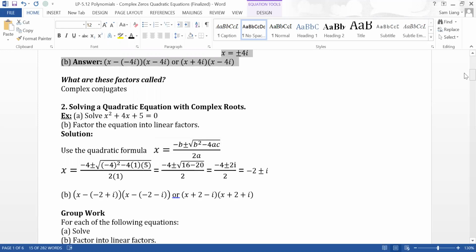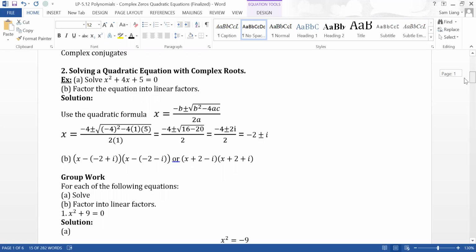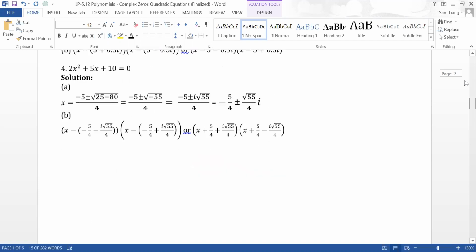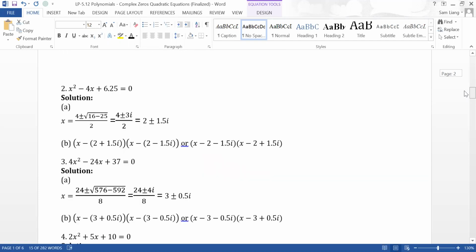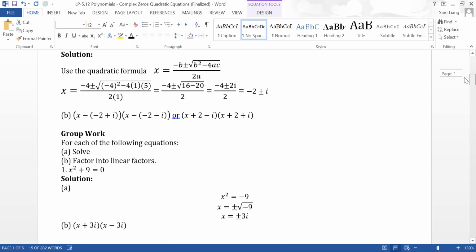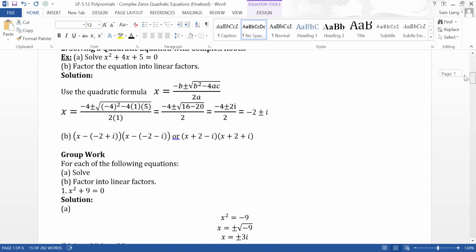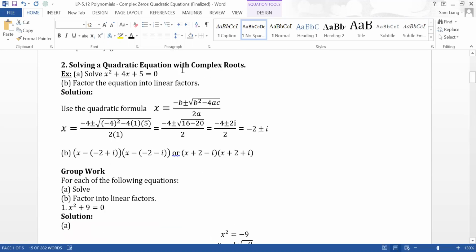And then after that, it's just some practice questions. So 4 practice questions for the classwork. Okay, and then we'll be done. All right, so pretty quick lesson today. But let me get to the example here.